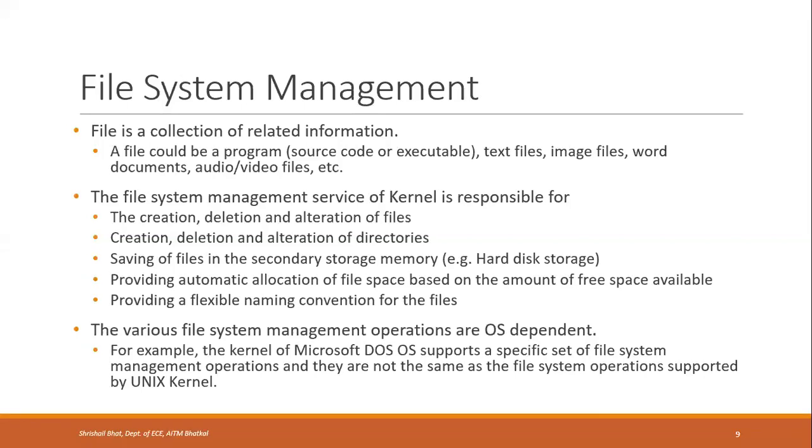Then providing a flexible naming convention for the files. There are different files, and the file systems will be different for different operating systems, and for different types of files there will be different conventions, or different extensions. You will have a file name followed by a dot followed by the type of the file. The type of the file is indicated by the extension that you indicate in the name of the file. So it follows certain standards. You cannot have your own method of naming a file. In fact, there are certain rules that you need to follow, and those are all defined by this file system management. Then the various file system management operations are OS dependent.